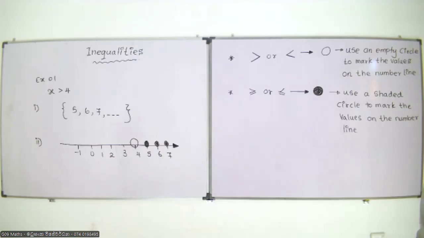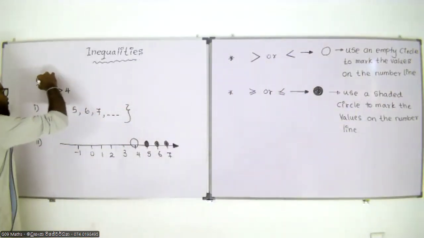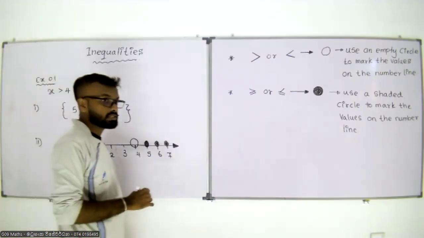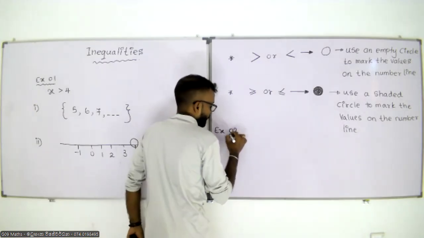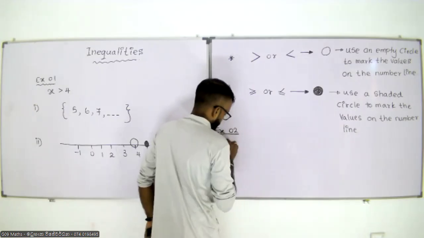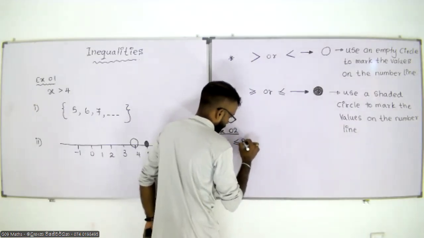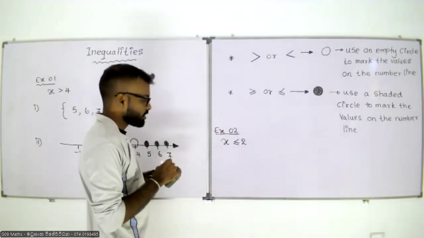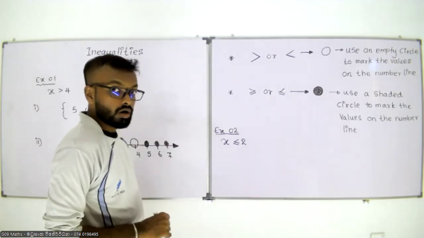Okay. Great. Example number 2. X is less than or equal to 2. So, how to do this?